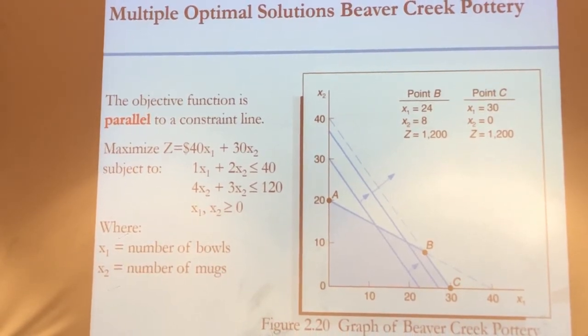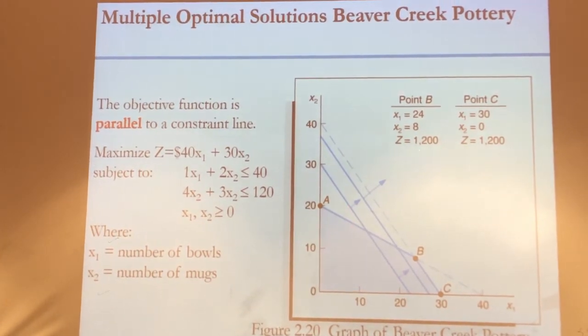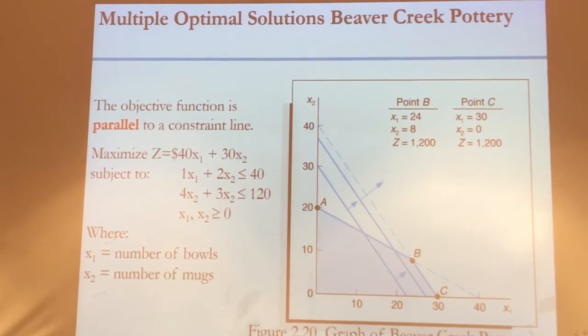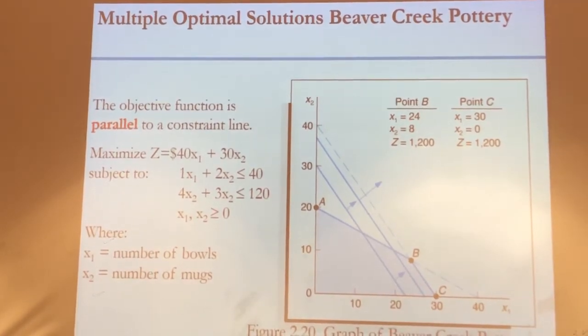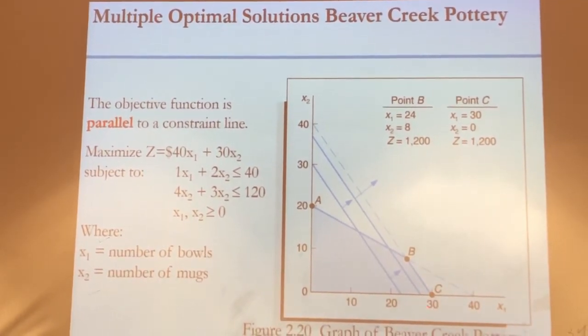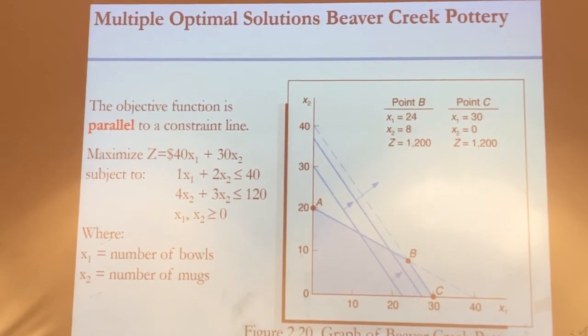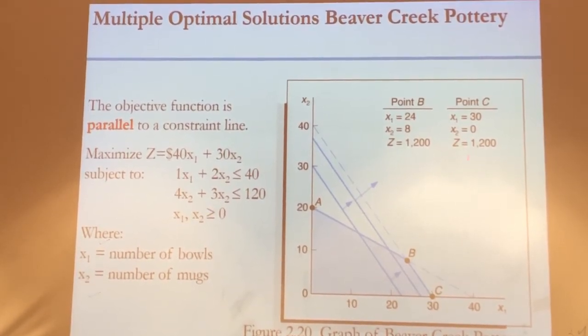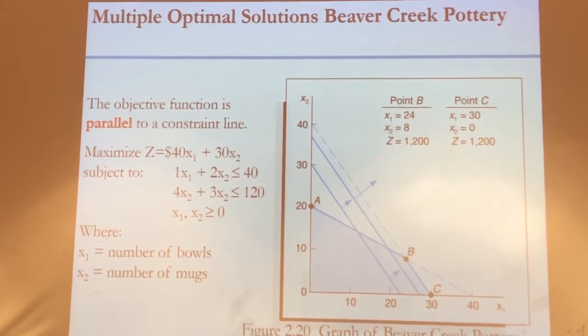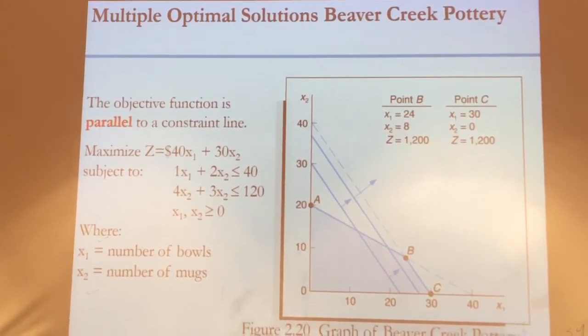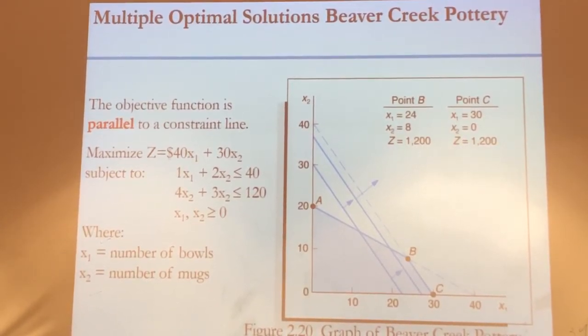Now you see over here point B, x1 is equal to 24, x2 is equal to 8, z is equal to 1200, and x1 is equal to 30 at point C, and x2 is equal to 0, and z is equal to 1200 again. Same optimal solution is there. Clear?